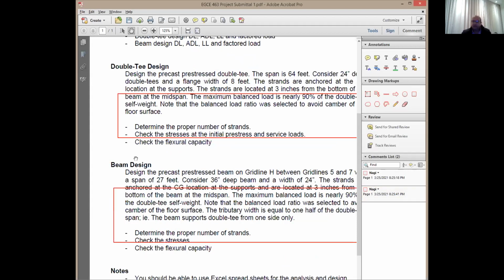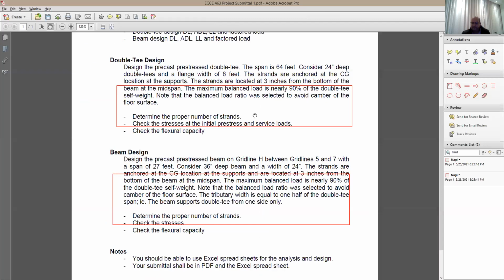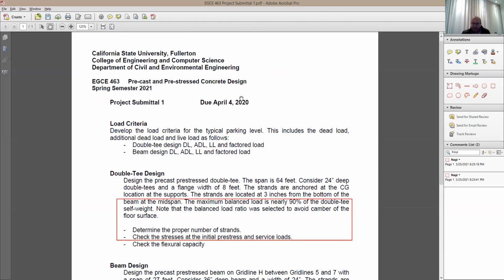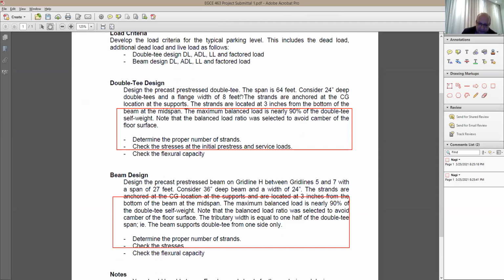Now, when this is due, is it this coming Sunday? No, it's going to be April 4th. So you still have good time.